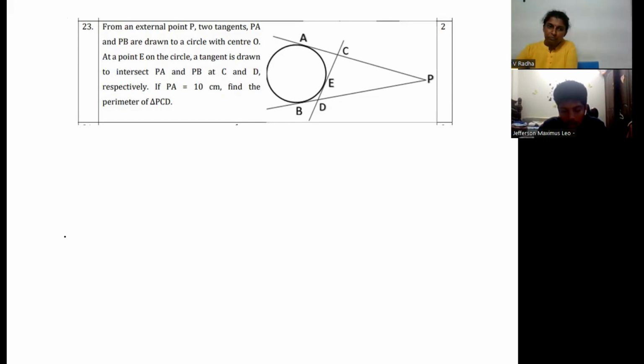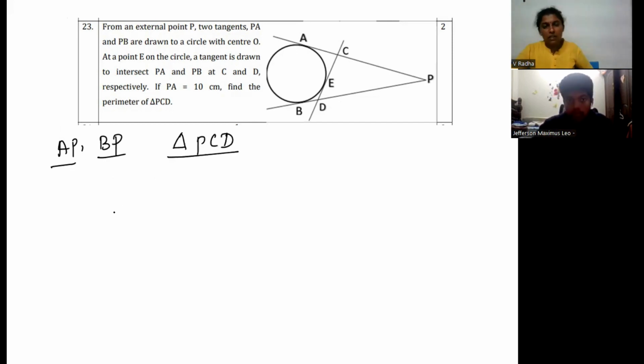Please tell. So, I asked the question as the relation between the tangents AP and one more tangent BP and the triangle PCD. What is the relation between these three? Please tell. Ma'am, tangent AP and BP are drawn from the same external point.